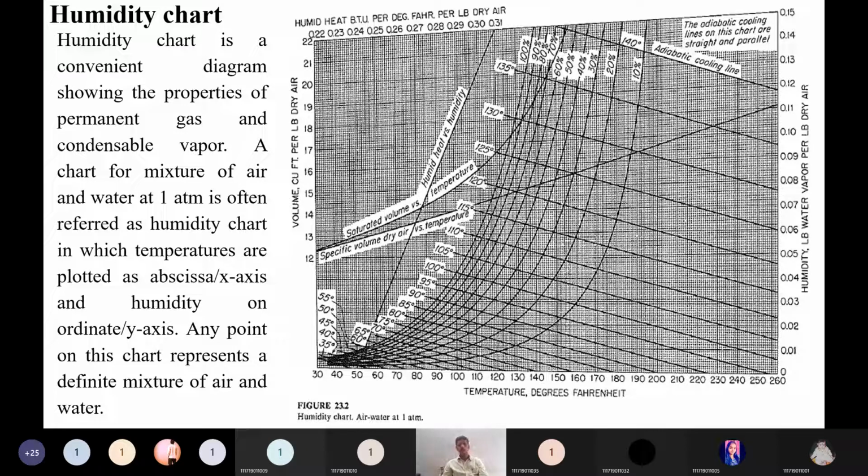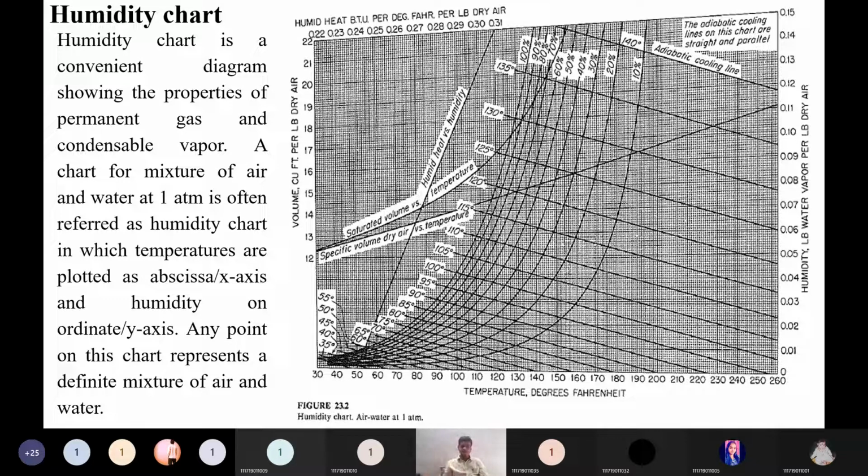The curved lines here, 100%, 90%, 80%, 70%, 60%, are all lines of percentage humidity. The 100% line is the saturation humidity, that is, the humidity of saturated air as a function of temperature. So 100% is the maximum capacity that air can attain to absorb water content.